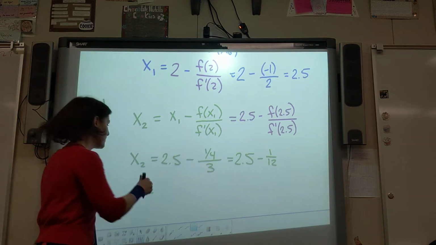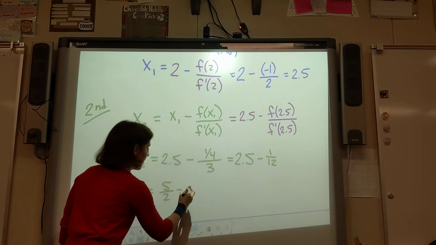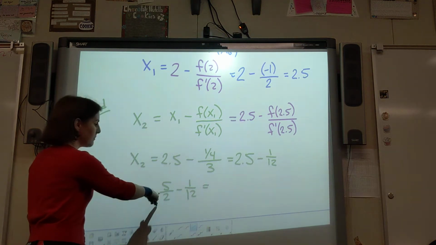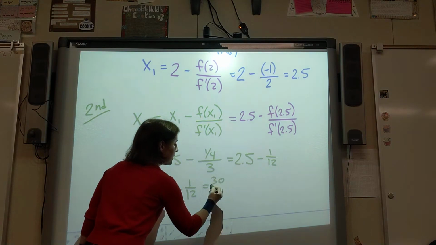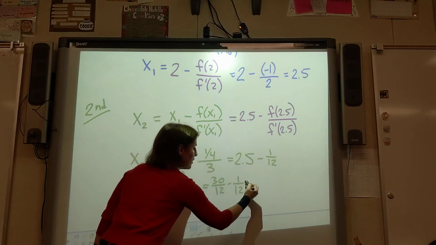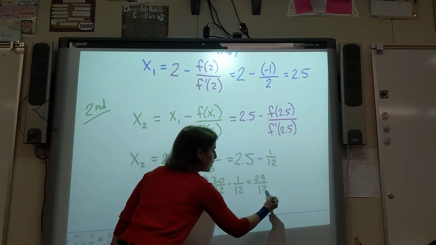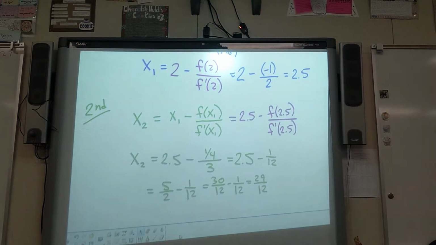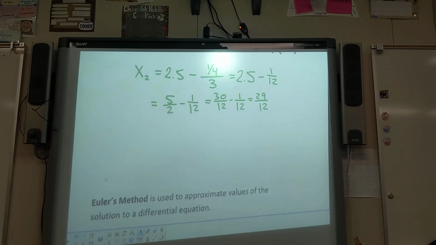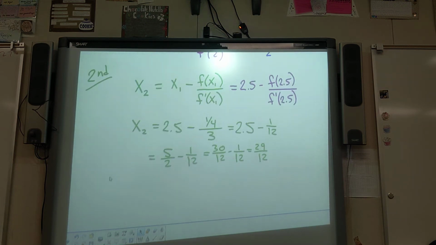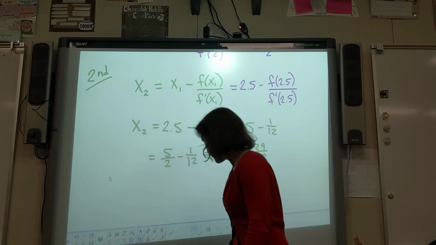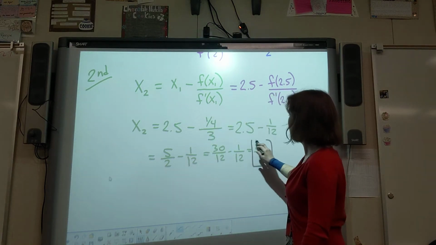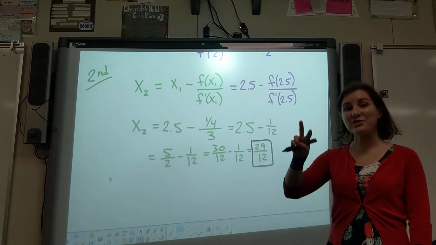2.5, that's 5/2. And we're subtracting 1/12. So I want a common denominator. I can multiply by 6 here and get 30 over 12 minus 1 over 12, which is 29 over 12. So that's the new x. We're just looking for 2 iterations on this problem. So this is going to be my approximation for the root after 2 iterations.